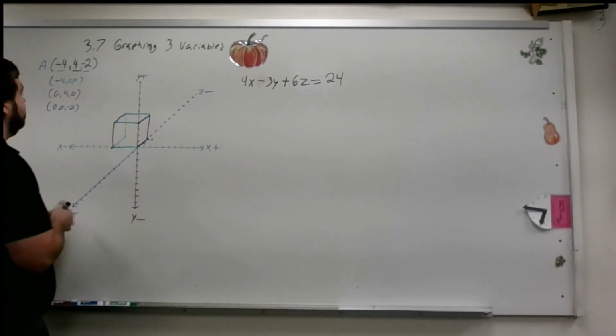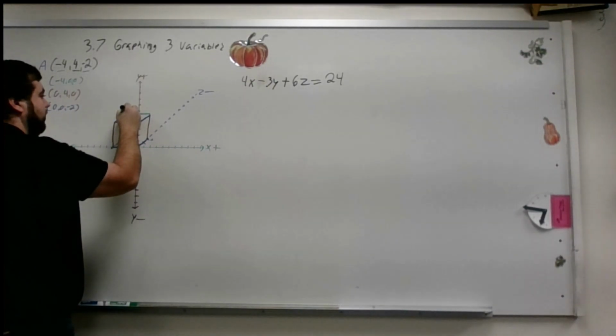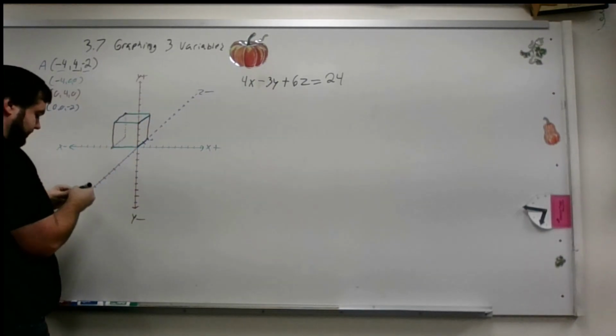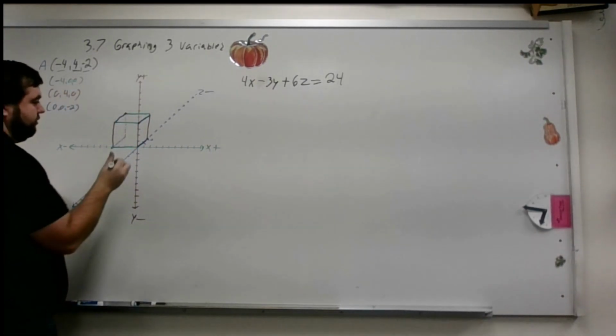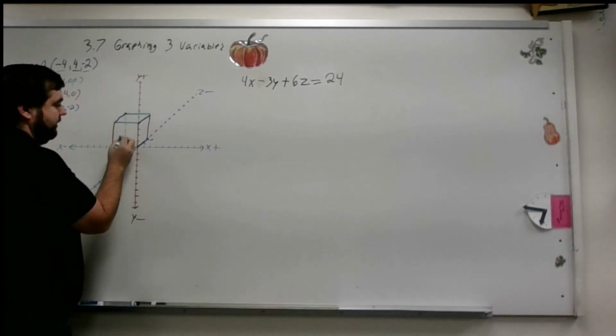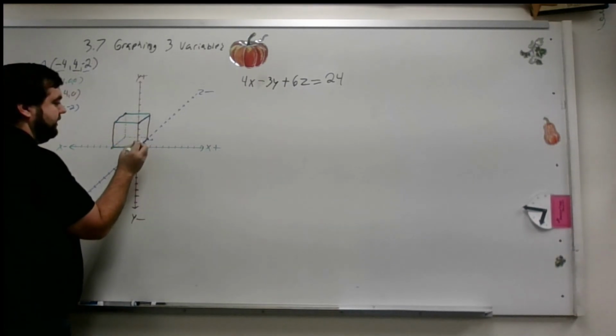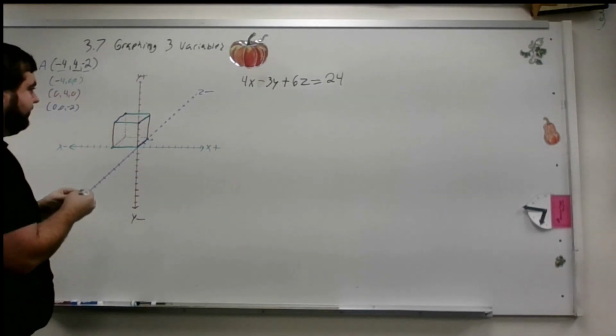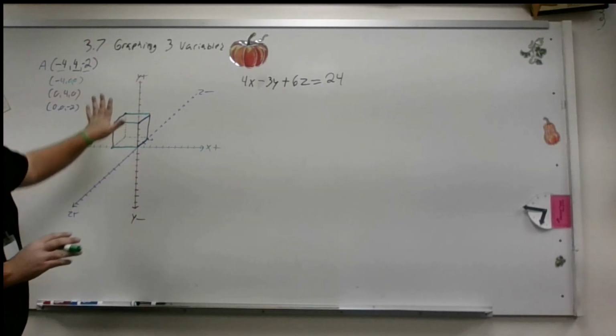My final answer, don't forget this one all the way back here. Then if I wanted to show this hidden line back here, I just draw a dotted line. I now have a 3D cube that's going backwards.